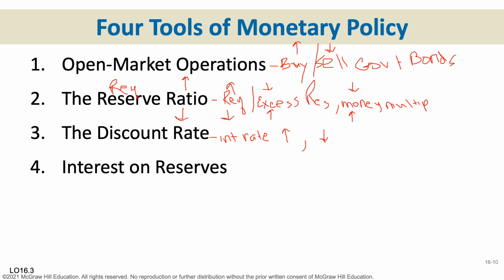The discount rate is more of a signal than it is a tool for changing the money supply. So if the Federal Reserve wants to signal that they're going to be increasing the money supply, then they'll decrease the discount rate. And then we talked about the interest on reserves being the newest tool of the Federal Reserve.